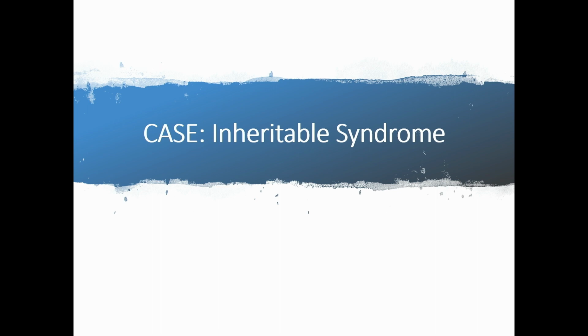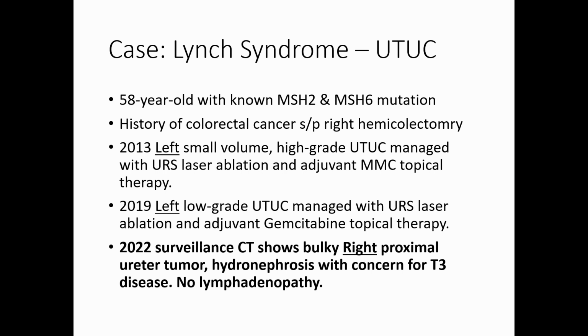Very good. Okay, so in this case, known Lynch syndrome, a 58-year-old with MSH2 and MSH6 germline mutation, has a history of colorectal cancer with right hemicolectomy. In 2013, I treated a left small volume, high-grade upper tract cancer with laser ablation. At the time, we were using mitomycin and gave him adjuvant mitomycin retrograde. And then 6 years later, it developed a recurrence on that side. This time it's low grade. Again, managed it with laser ablation.